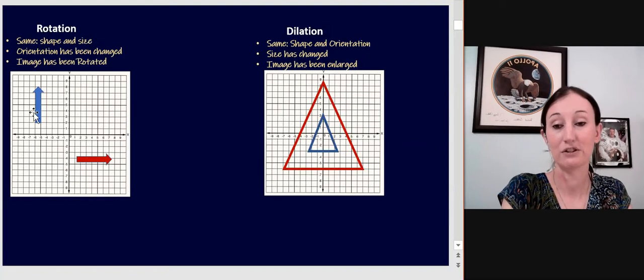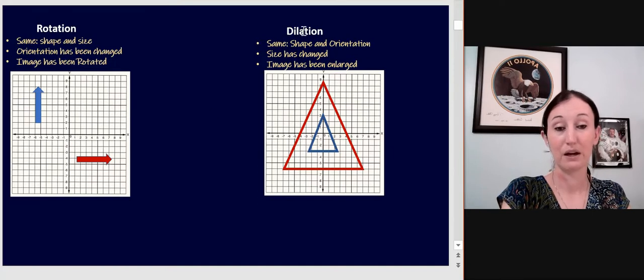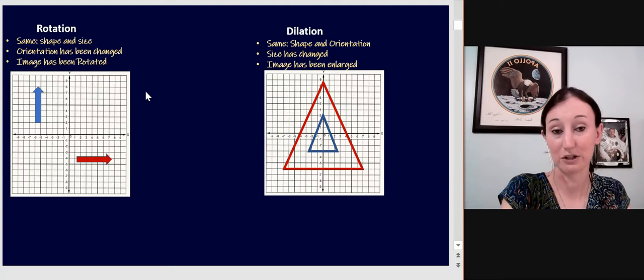Next one we have is a rotation. We've taken our blue arrow. We have rotated it about some point, and we've ended up with our red arrow. And then we have the dilation. Blue triangle was our original, and we have enlarged it. We have made that blue triangle bigger and turned it into this red triangle. Those are the 4 basic geometric transformations.